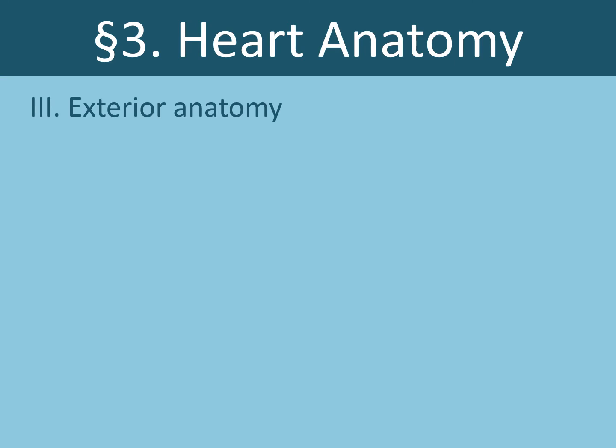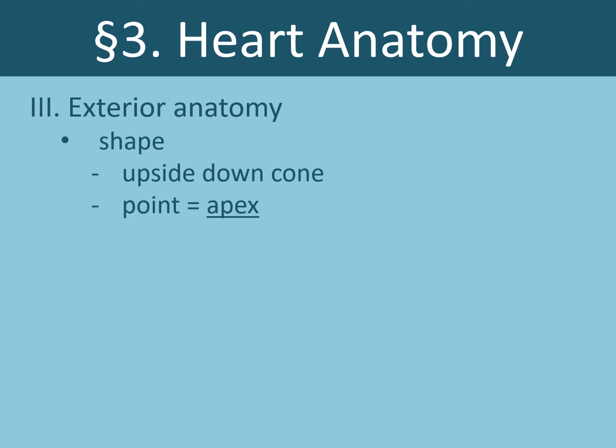Now let's discuss the exterior anatomy of the heart. The shape of the heart can be represented by an upside-down cone, with a point called the apex pointing downward, and the broader top called the base.